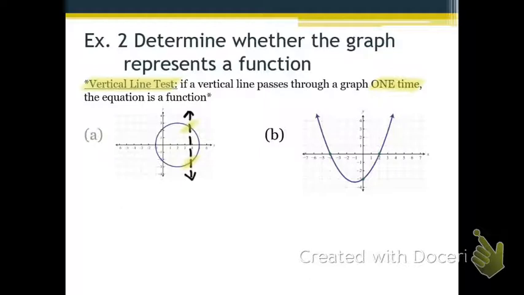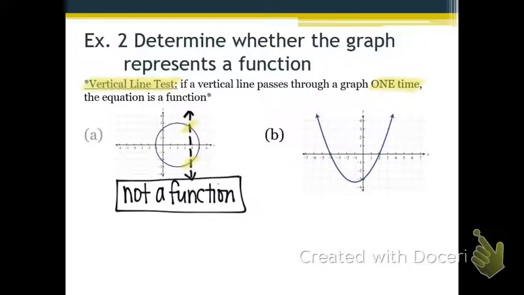Now, is it a function? No, because look at the vertical line test. If a vertical line passes through the graph one time, just one time, then it's a function. And this vertical line passed through twice. So the answer is not a function. But that is it. That's the only work I have to see. I have to see where you performed the vertical line test, and then I have to see your answer.